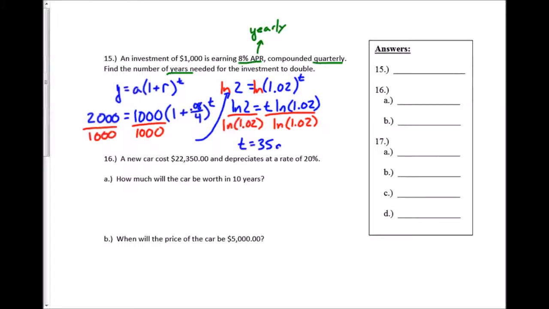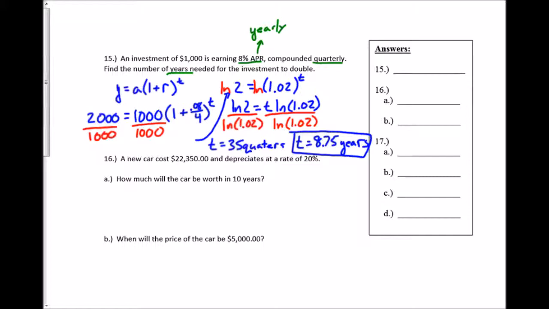But keep in mind, that's 35 quarters. And this asks me to give the answer in years, so I have to divide that by 4. All right. When I divide it by 4, I find out that my time ends up being 8.75 years. Okay, so be aware of your units so that you're giving the answer the way it's being asked.